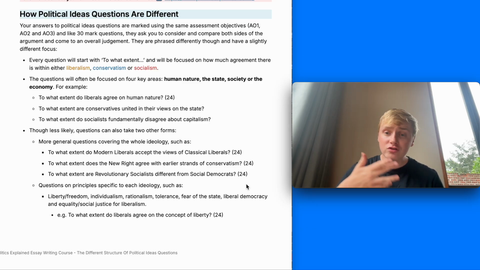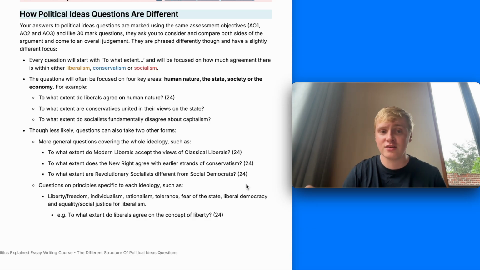So the questions will often be focused on either human nature, the state, society, or the economy. So it could be to what extent do liberals agree on human nature, to what extent are conservatives united in their views on the state, to what extent do socialists fundamentally disagree about capitalism.